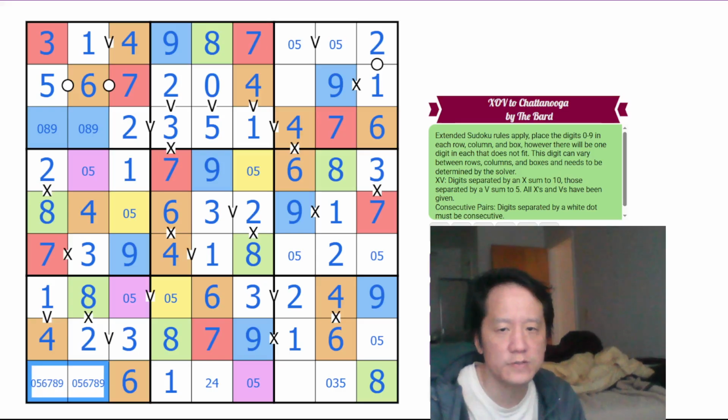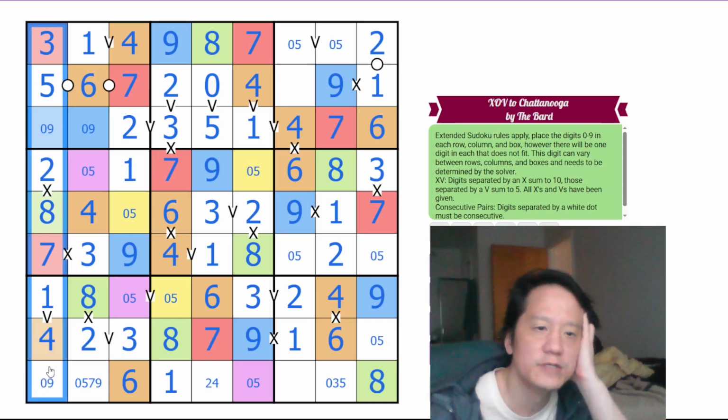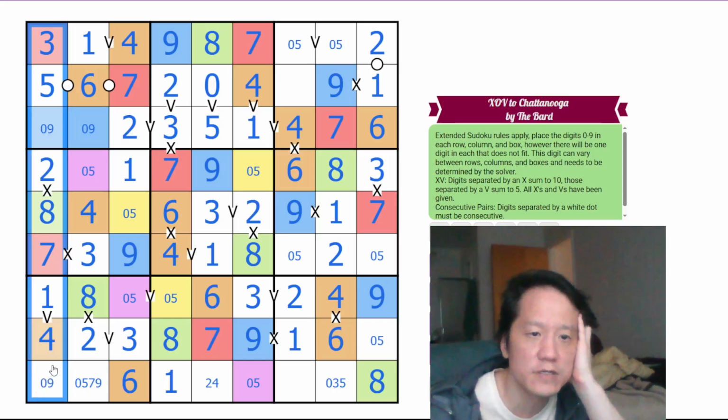This cannot be 6 or 8. This can't be 5. This can't be 8. The blue is specifically 0 and 9. This can't be 7 anymore. We have a 0, 9, 0, 9 pair in column 1. What are we missing in column 1? We're missing the 6. Okay.